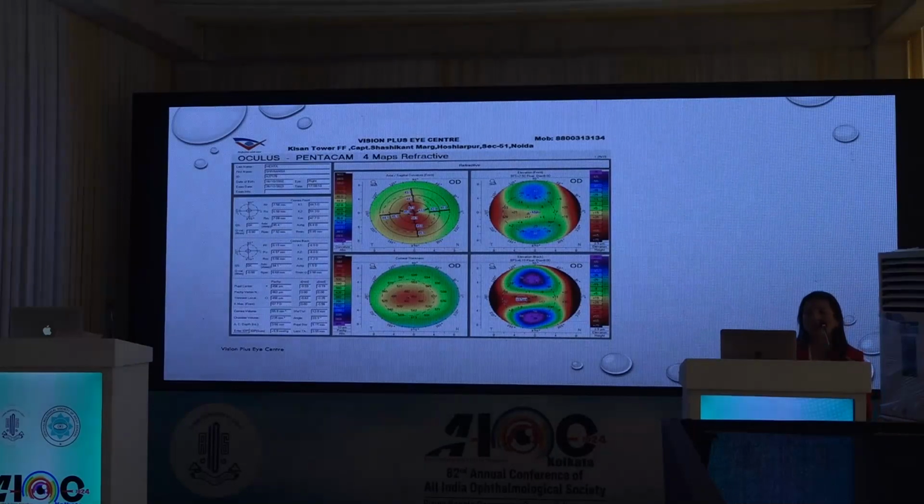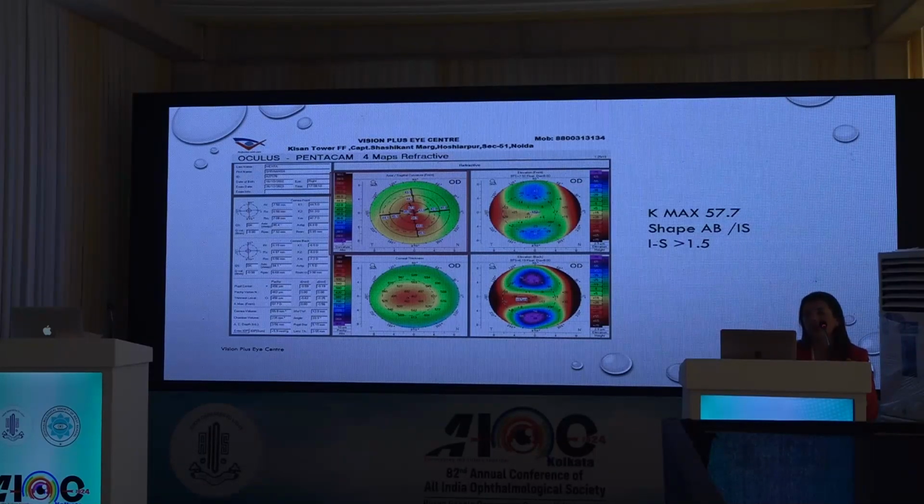So this is a 22-year-old patient who presented with some disturbance in vision, and we found that his right eye had a high myopic astigmatism. We did his Pentacam, and here you can see the Kmax is more than 47, it's 57.